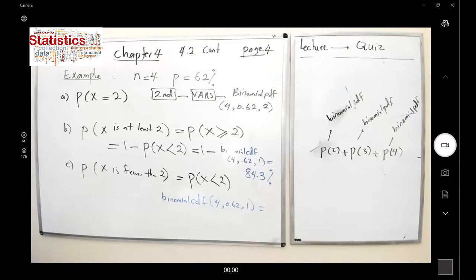Well, for part C, let's take a look at our emulator. What do we have? We have P of X less than 2. So it is actually second vars. We have to find binomial CDF. Enter for 62% and X is equal to 1. So enter, enter. As you can see, we get 15.6%.